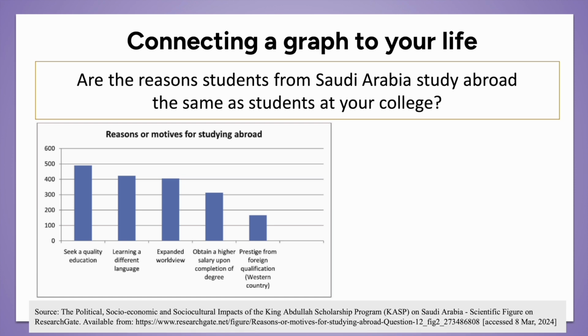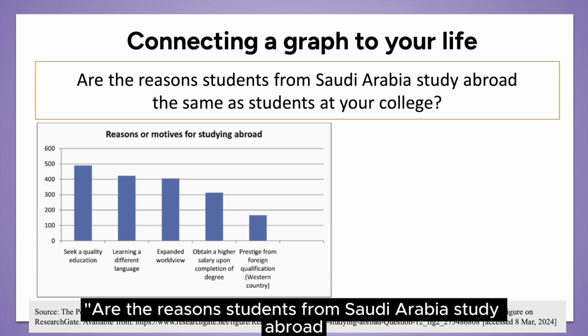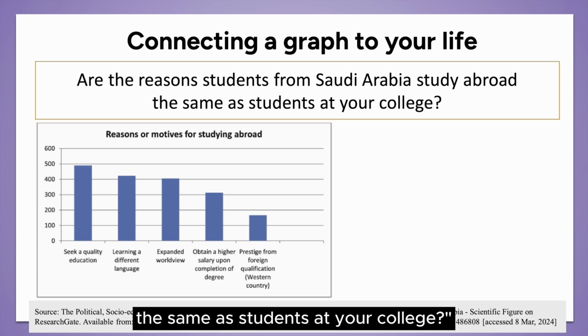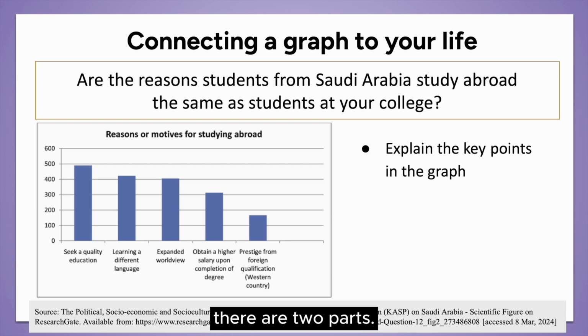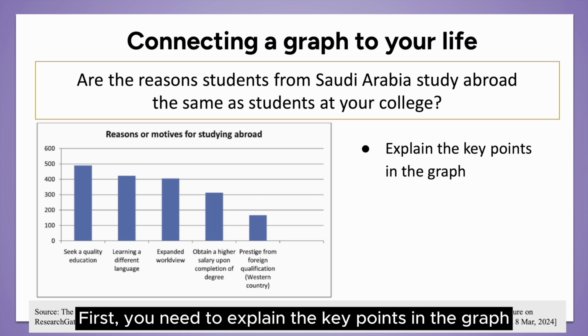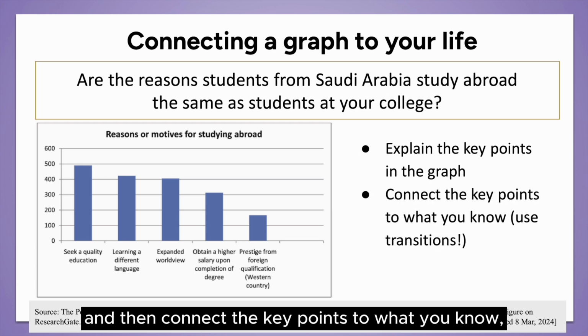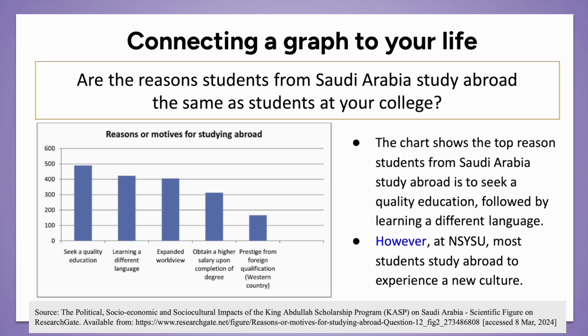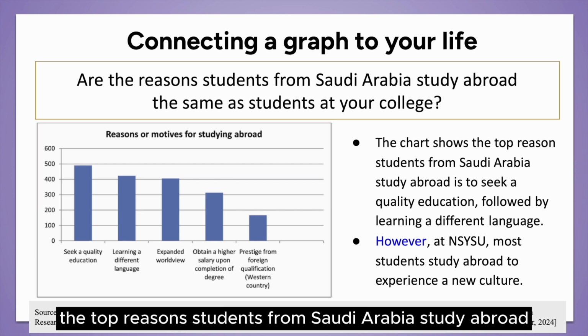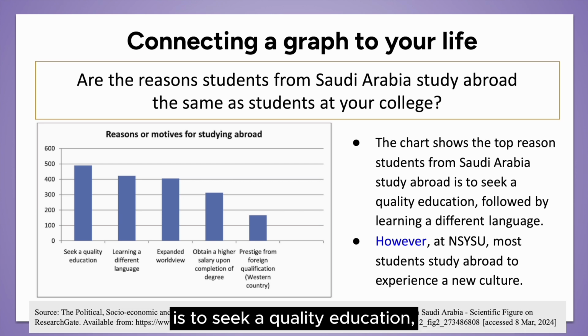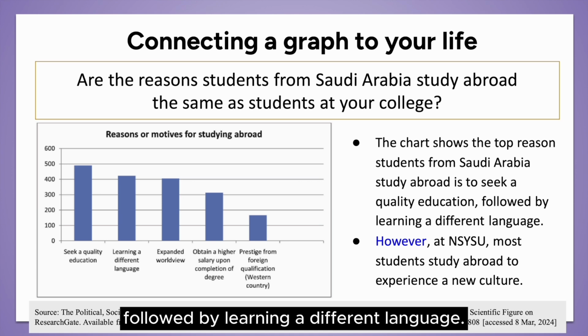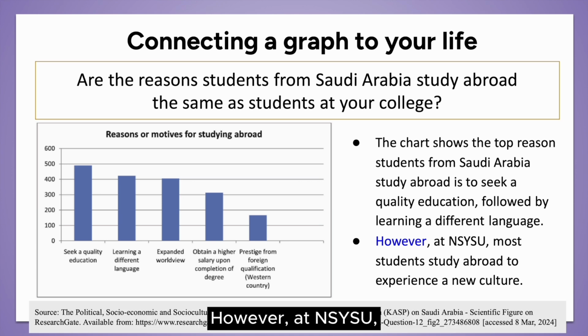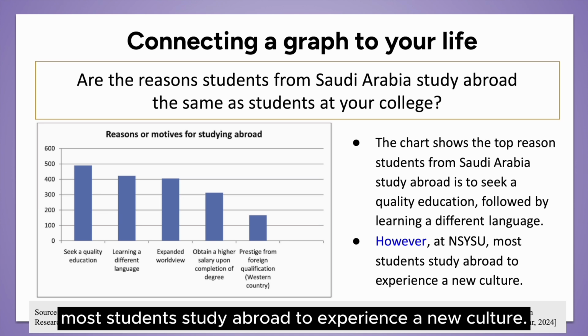For example, are the reasons students from Saudi Arabia study abroad the same as students at your college? When facing this kind of question, there are 2 parts. First, you need to explain the key points in the graph, and then connect the key points to what you know, using transitions. Here's an example. The chart shows the top reasons students from Saudi Arabia study abroad is to seek a quality education, followed by learning a different language. However, at NSYSU, most students study abroad to experience a new culture.